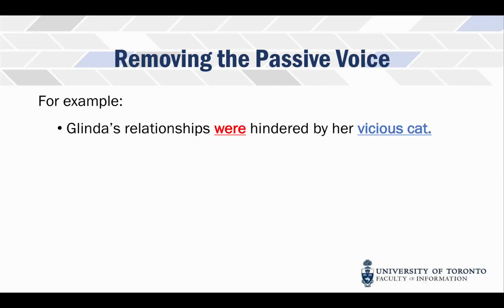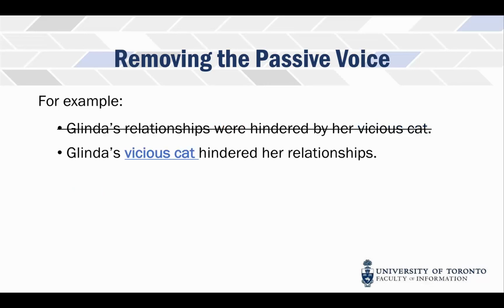In this sentence, the vicious cat is doing the hindering, meaning that the vicious cat is the subject of the sentence. The first version has hidden the cat near the end of the sentence. Move the subject to the front of the sentence and eliminate the to be verb, and you have a stronger sentence.